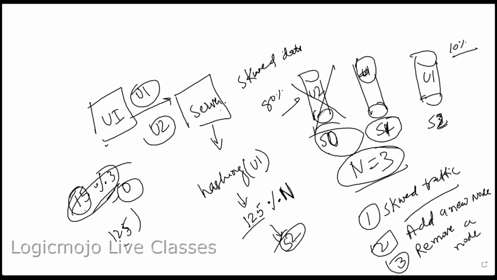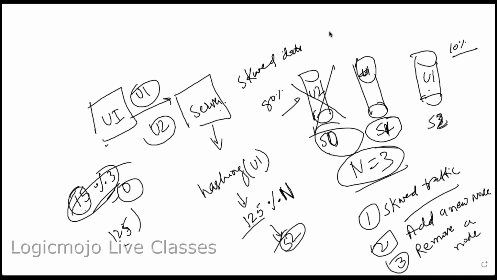So if you're trying to migrate that data to S1 and S2, you will have to migrate the entire data set from S0 to S1 or S2. This migration will be a huge migration because you have to do a lot of data shuffling from here to there, and only then can you do it. This is the problem with removal.